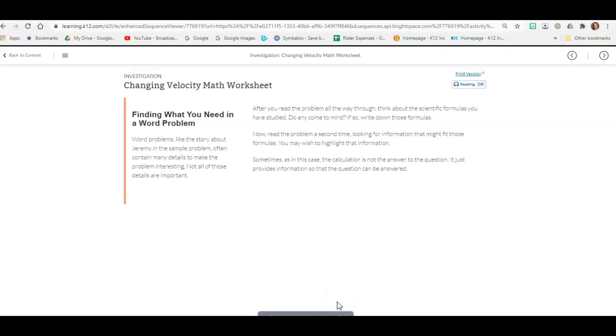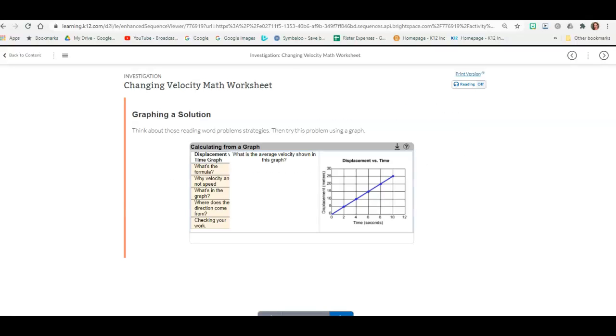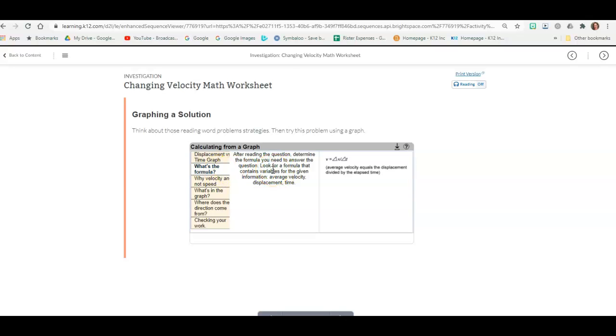This just talks through doing exactly what we did in that problem: getting the information you need and figuring out the formula you have to use. There are some different strategies for reading word problems. If you're looking at this graph, it asks, what's the average velocity shown on the graph? You're looking at displacement over time. We have to find velocity, so that's the formula we're using: average velocity equals the displacement divided by the elapsed time.